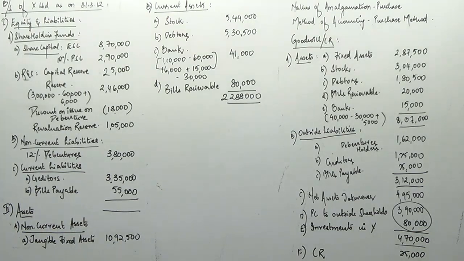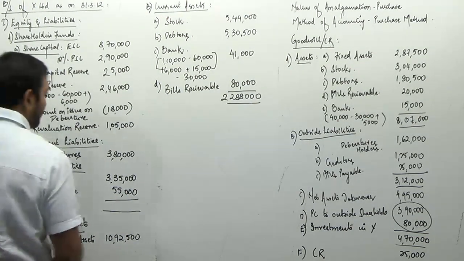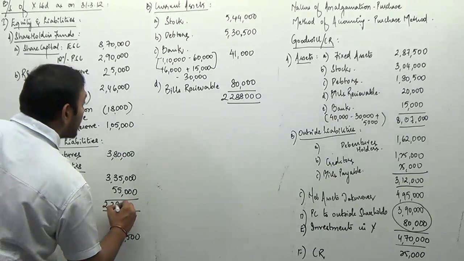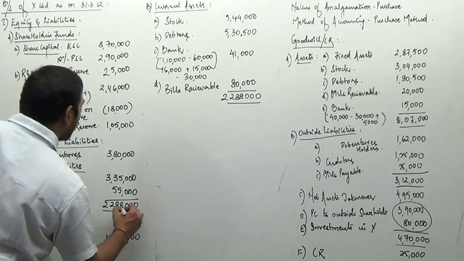Now check your balance sheet totals, treasury tally. We have completely ignored that, guys. Probably we were carried away with the adjustments. Balance sheet total is 22,88,000.